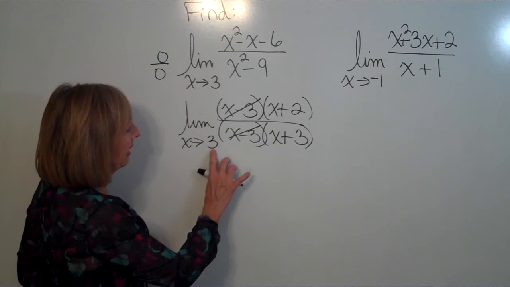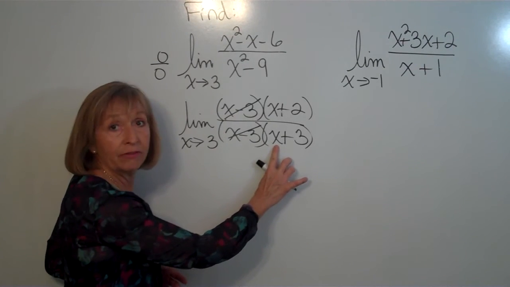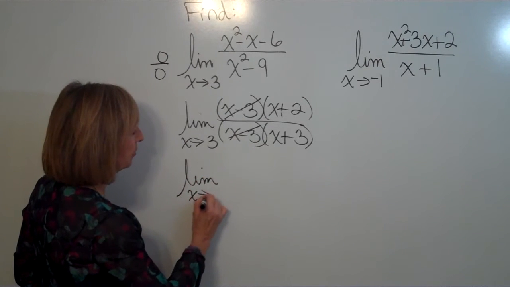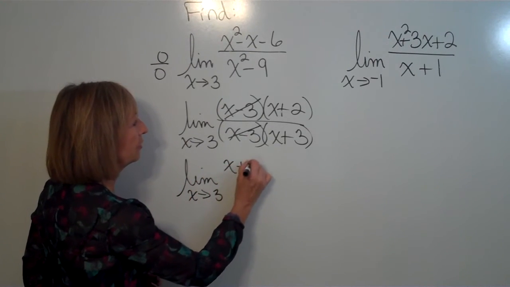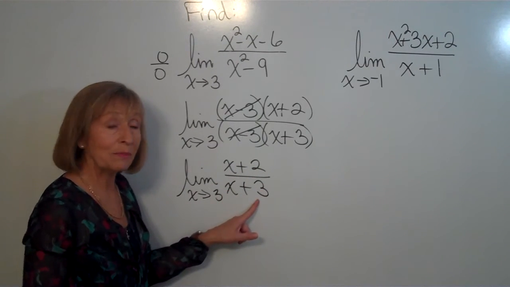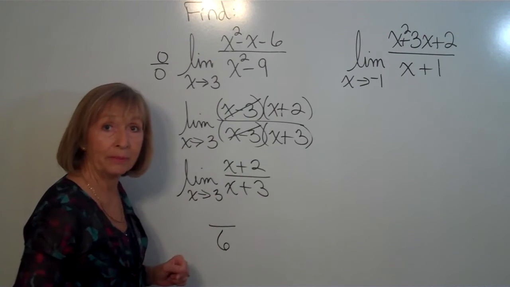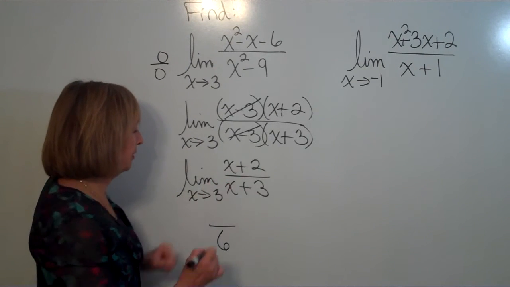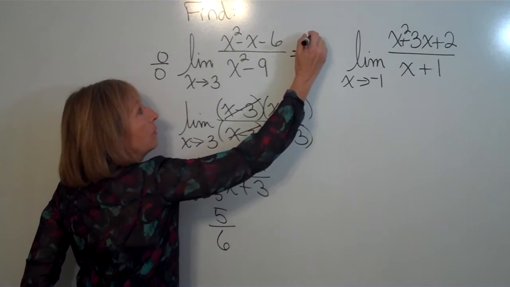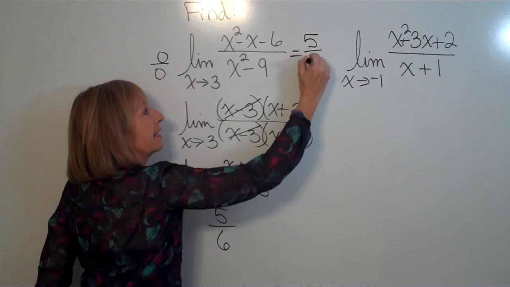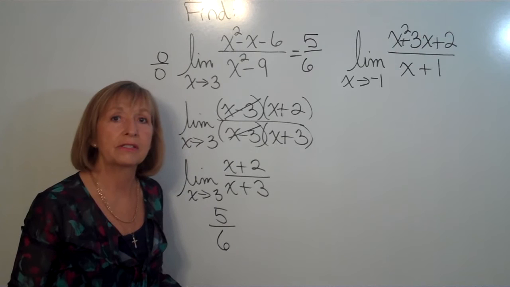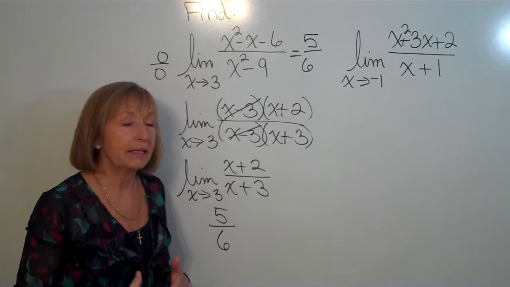So now, as I think about what happens if I put 3 in for the x's in the new function, limit as x approaches 3 of x plus 2 over x plus 3. Well, 3 plus 3 gives me a 6 in the denominator, not a 0 anymore. And in the numerator, 3 plus 2 gives me a 5. So I get that this original limit will also be 5/6 by that theorem about the limit of functions that agree in all but one point.